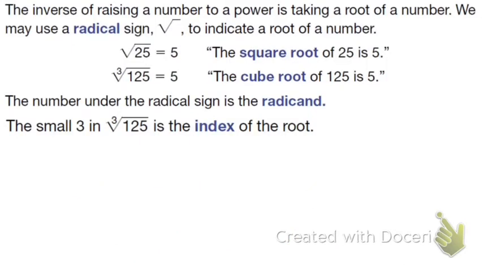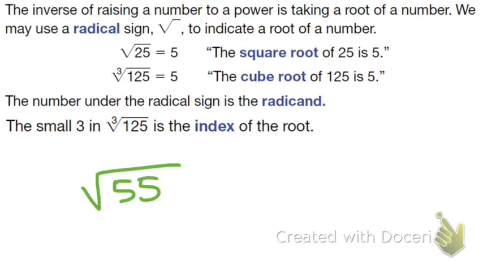Next, the inverse of raising a number to a power is taking the square root. So we use a radical sign, which is this symbol right here. This is called a radical sign. Okay, and then we use that symbol to indicate the root of a number. So if we had something like this, we would call this the square root of 55.